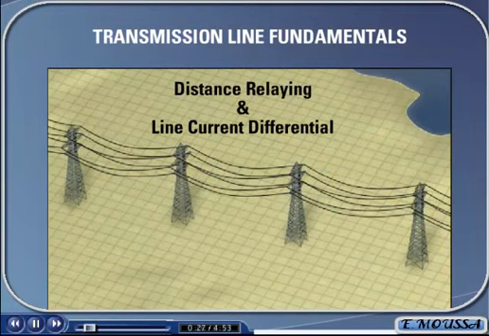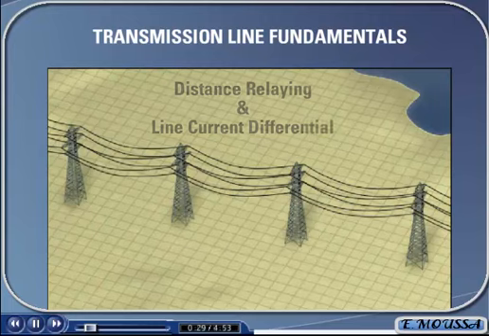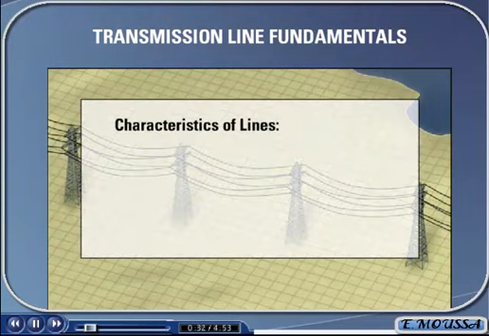We will first look at distance relaying. Transmission lines that are protected using distance relays are usually at least 1 kilometer in length and can reach distances of 750 kilometers or more.